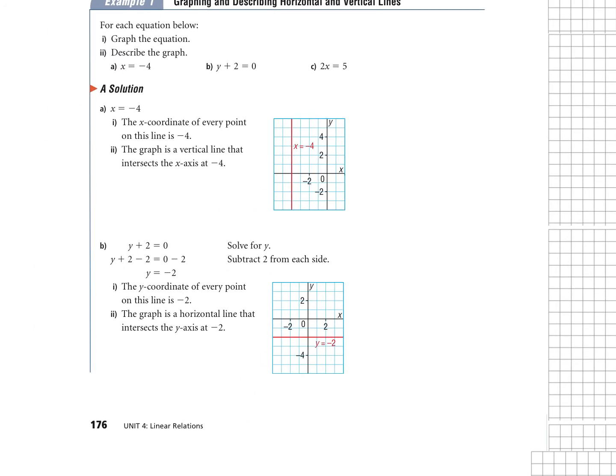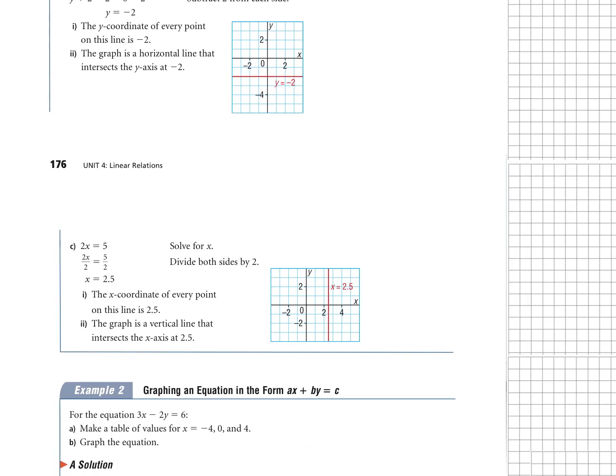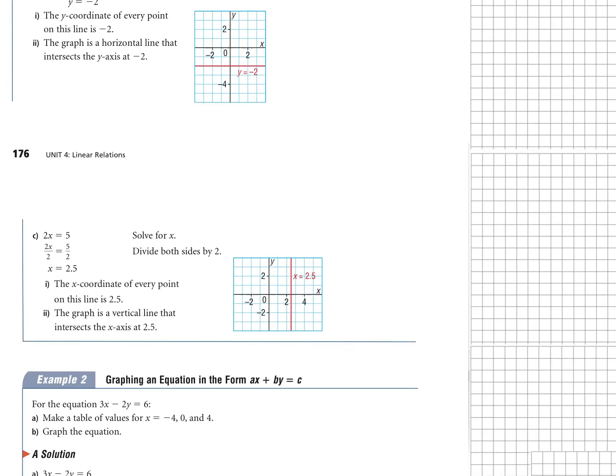For B, we can see here that it is going through the y-axis right here at -2. So y equals -2. And if we continue on, we can see the same thing. 2x equals 5 gets turned into x equals 2.5. So we're able to see that this is a line that goes between 2 and 3 horizontally. So now let's look at example number 2.